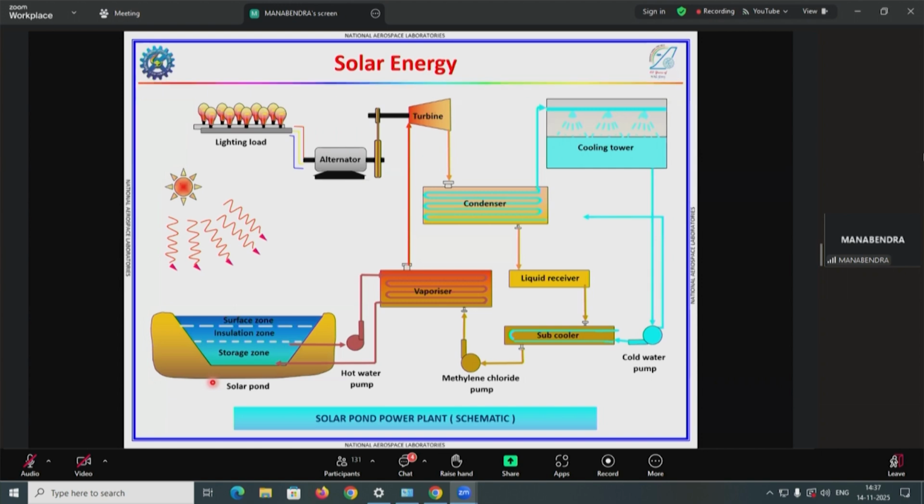Now again, here, if you see, there is a lot that the CFD community, the OpenFOAM community, can contribute to. We are talking about turbo machines like the turbine or the pumps over here, the hot water pump or the organic compound circulation pump. We are talking about the heat exchangers in the form of the vaporizer. We are talking about the condenser, which is nothing but a heat exchanger. We are talking about the cooling towers. We are talking about the solar pond itself. We are talking about the sun and the radiation.